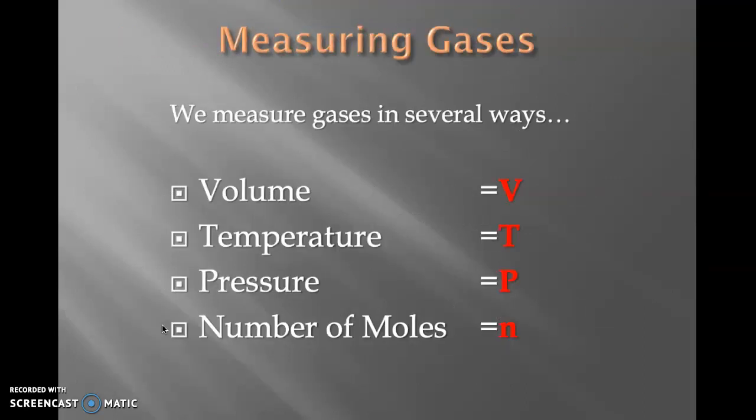Okay, so there are 4 different variables that we use to measure gases, but we're only going to worry about 3. Volume is represented by V, temperature is represented by T, and pressure is represented by P. Number of moles is represented by N, but we're not going to worry about the number of moles in here. We're just going to focus on these 3. When we eventually get to solving gas law equations, these are the three variables that we'll be using and focusing on.